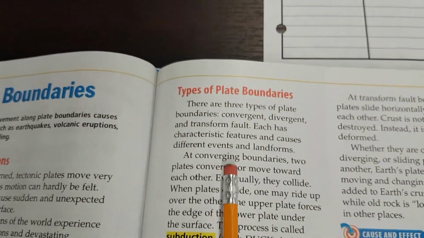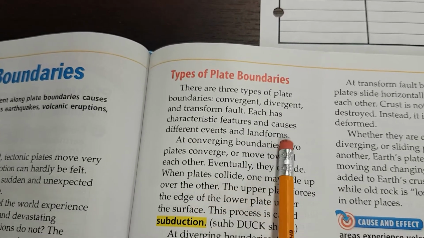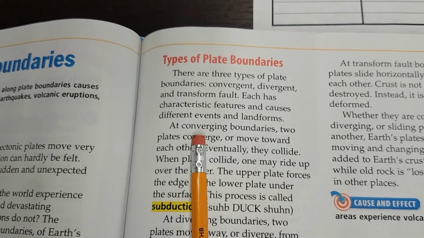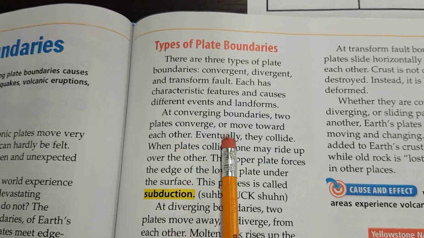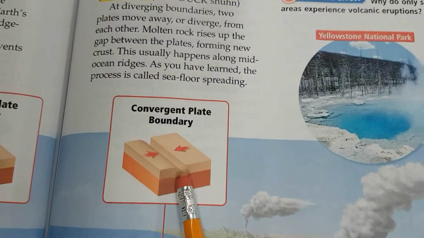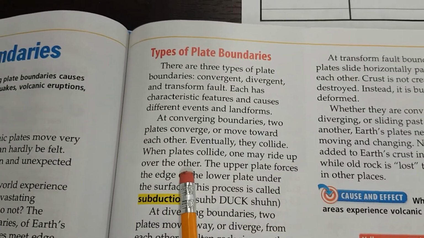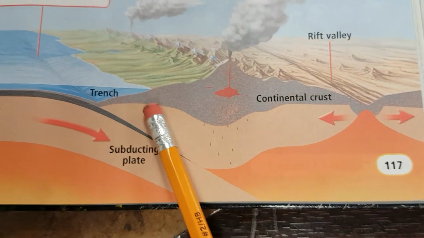Okay. Each has characteristic features and causes different events and landforms. At converging boundaries, two plates converge or move toward each other. Eventually, they collide. Okay, we see that in our picture. When plates collide, one may ride up over the other. All right, we see that happening there. We also see that happening here.